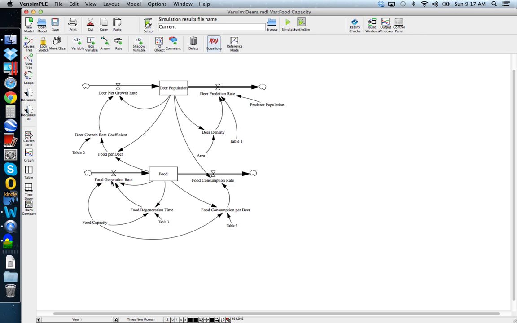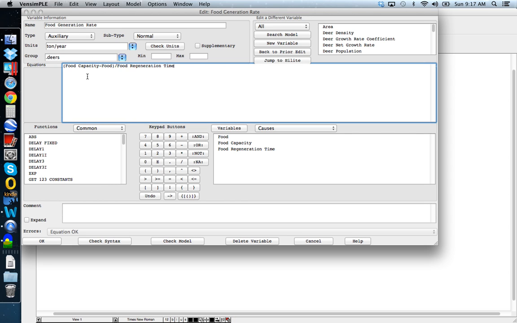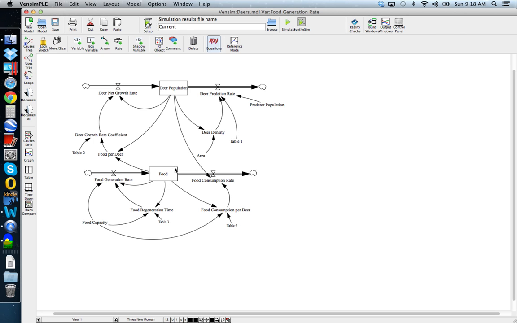And if you look at the food regeneration rate, it's the food capacity minus the food. So this is this difference, divided by that regeneration time. So this gives you an idea how much food can be produced per unit time, tons per year, for availability.